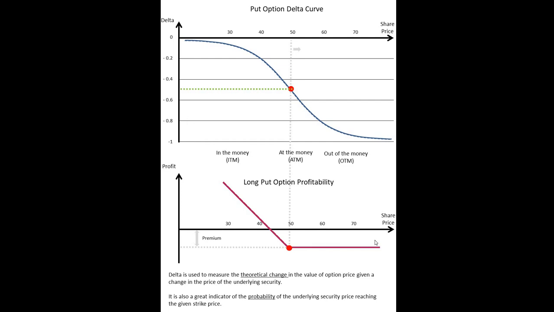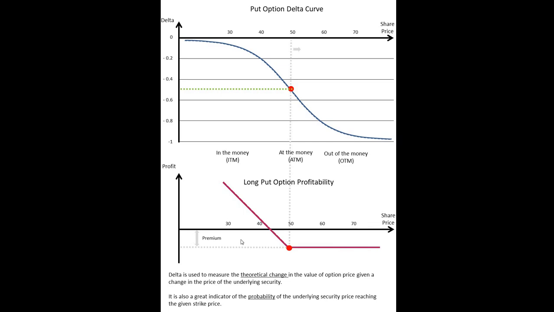The delta is also a great indicator of the probability of the underlying security price reaching the given strike price. So this bottom chart shows you the chart of the put option at expiration. So if you purchased a put option with the strike price of $50 and the share price goes down to, let's say, 42, then your trade breaks even. But if it continues going down, then this trade is profitable. So over here you can see that initially, when you purchase this put option, you have to pay a certain amount of premium. So if the share price goes up, then obviously you will lose the money that you spent on the premium. So this is like an insurance policy.